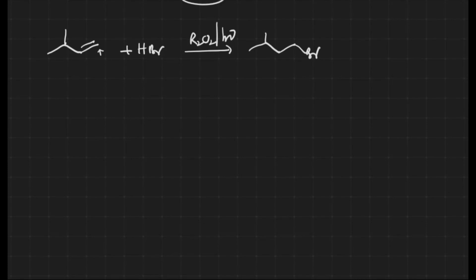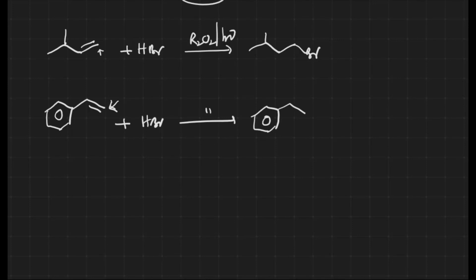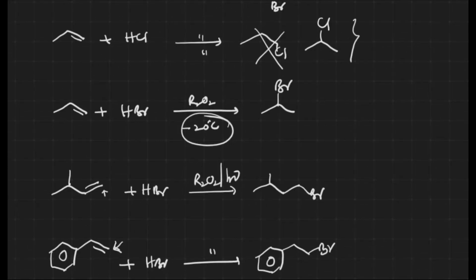Let me write another one also. We have a double bond and HBr with the same kind of reagents. In electrophilic addition, bromine would come to the carbon where the carbocation is more stable. But here it's the anti-Markovnikov rule, so bromine will come to the carbon which has more hydrogens. This product is going to be something like this. That is how the free radical addition reaction takes place.